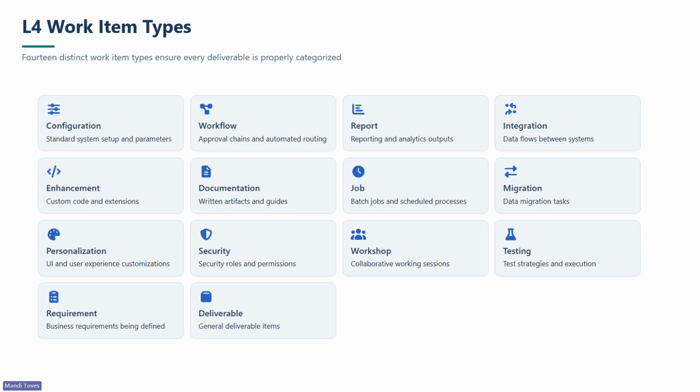Workflow, this covers approval chains and automated routing. These could be traditional F&O workflows, business process flows and customer engagement, or Power Automate flows.